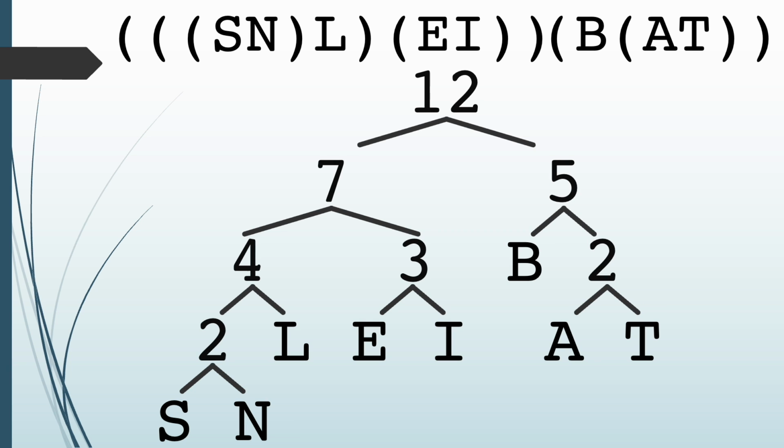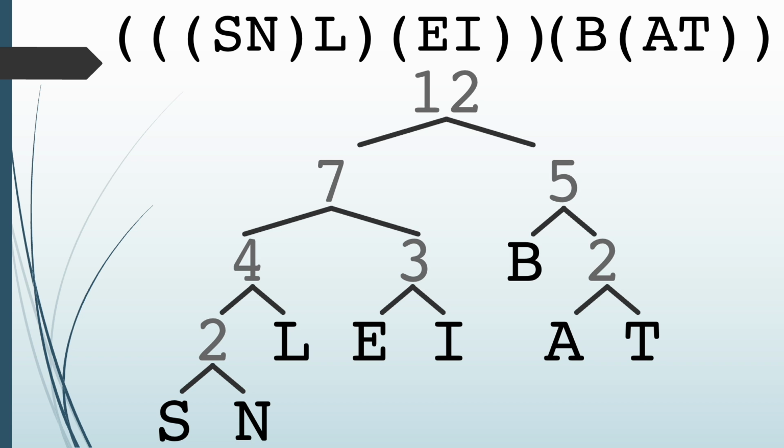This is the result of doing Huffman encoding using the Huffman bottom-up approach. It's open bracket, SN, close bracket, L, open bracket, EI, close bracket, open bracket, B, open bracket, A, T, close bracket, close bracket.